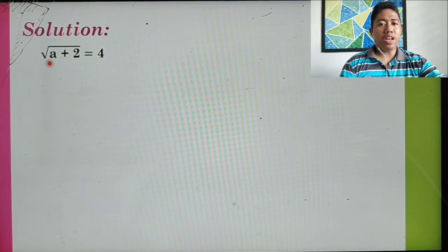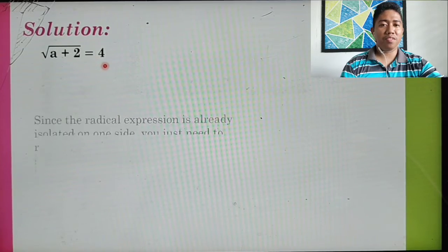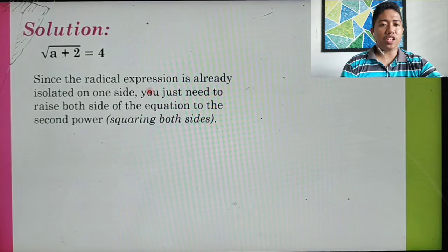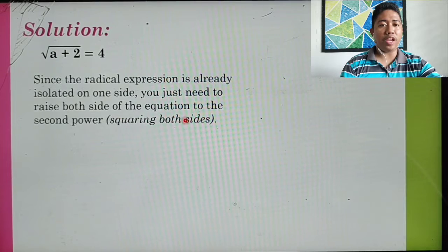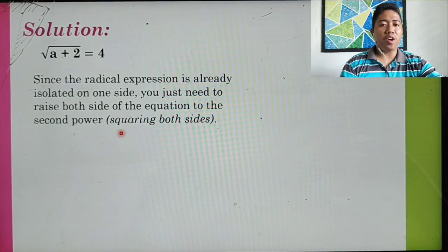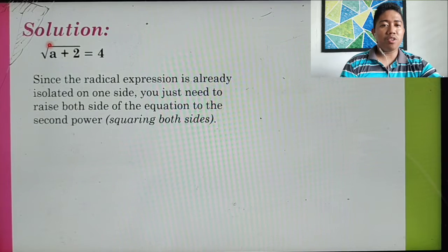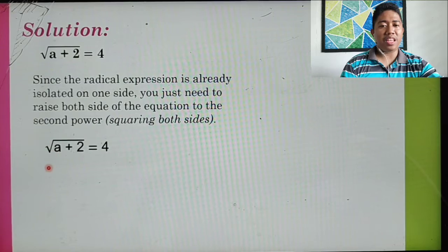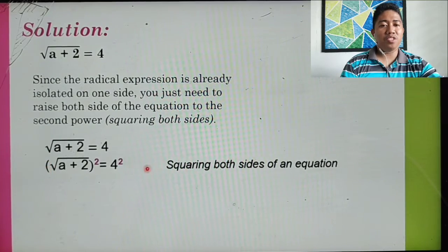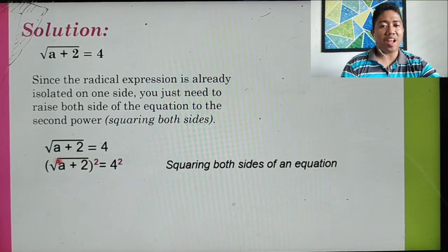First, we write the given radical equation, the square root of a plus 2 is equal to 4. Since the radical expression is already isolated on one side, you just need to raise both sides of the equation to the second power, also known as squaring both sides. In this process, to eliminate the radical sign, you have to square both sides. So the first step, we have the given, and then we square both sides of the equation in order to eliminate the radical sign on the left side.